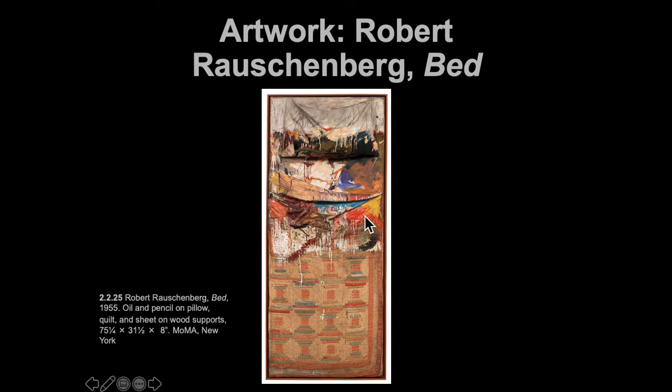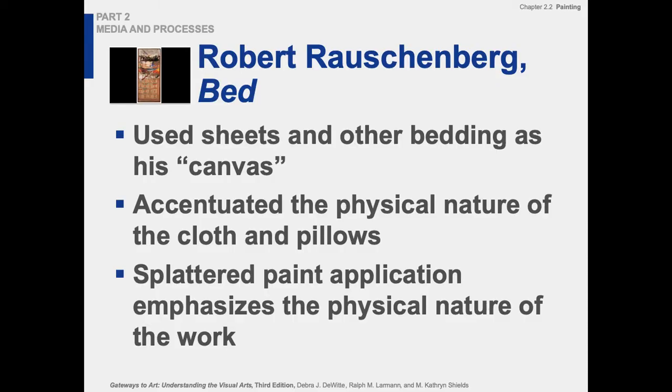He's bringing all these different things together. He's layering paint on top of fabric and an actual pillow and an actual sheet, actual quilt, and he calls these combined paintings. So he's accentuating the physical nature, he's splattering the paint, and he is using oil paint and pencil as well as wood and a quilt.